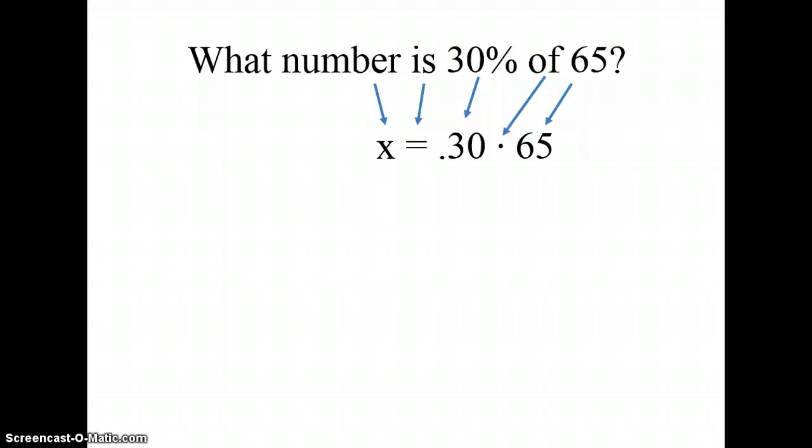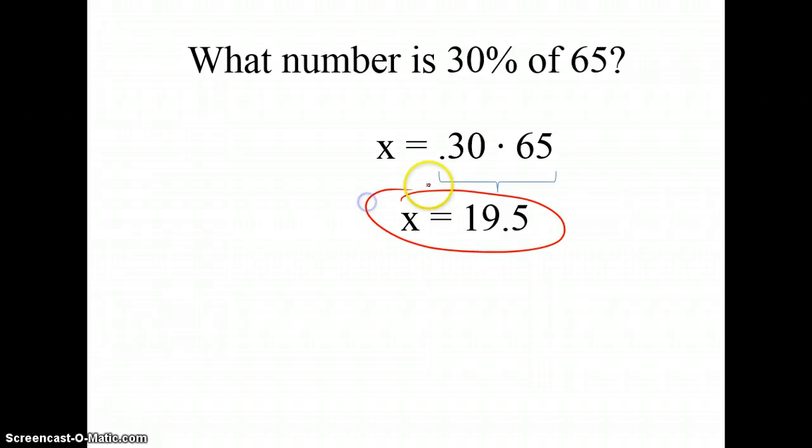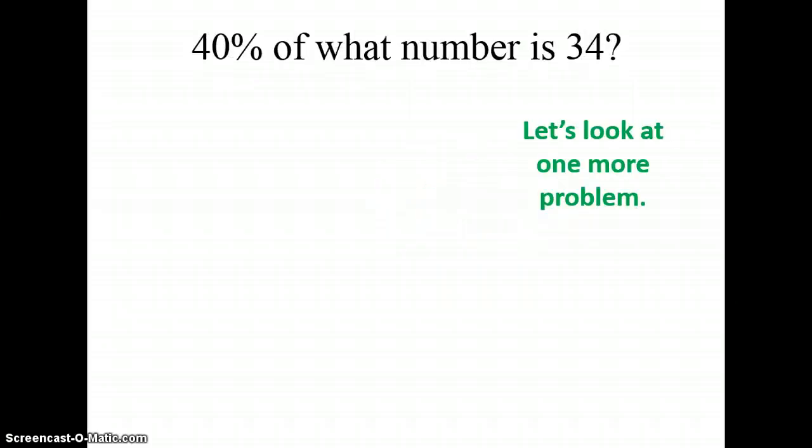In this problem, all I need to do is multiply 30% times 65 to get my x, which is 19 and 5/10. And that is what my answer is, right there. That is 19 and 5/10 is 30% of 65. And you can check it using a proportion if you don't believe me. Let's look at another one.